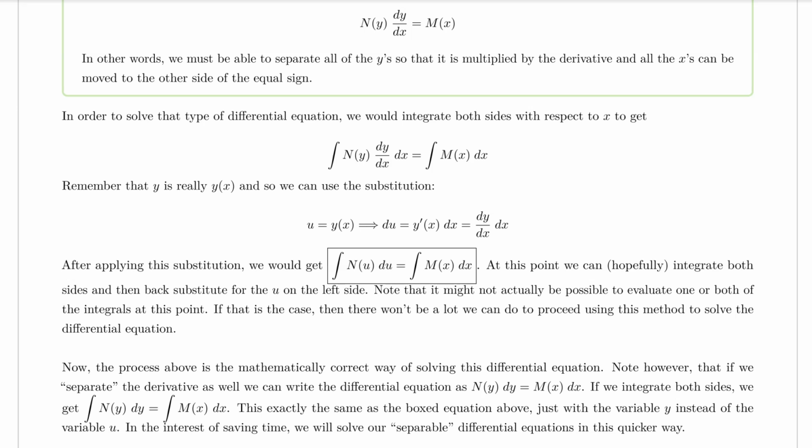After applying this substitution, we would get the integral of n of u du is equal to the integral of m of x dx. At this point, we can hopefully integrate both sides and then back substitute for the u on the left side. Note that it might not actually be possible to evaluate one or both of the integrals at this point. If that's the case, then there won't be a lot we can do to proceed using this method to solve the differential equation.